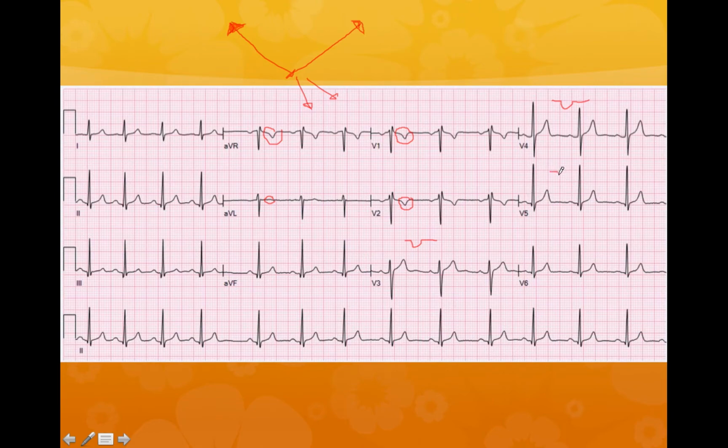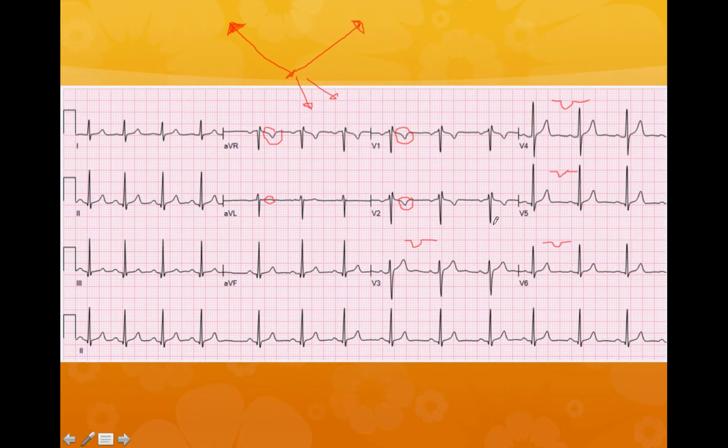T-wave inversions beyond lead V4 are even more abnormal, even more rare in a normal person, and that would definitely be something where we want to rule out potential pathology. I'm not just talking about ischemia, I'm also talking about other types of heart disease, things like cardiomyopathy and causes of sudden cardiac death, things like Brugada, arrhythmogenic right ventricular dysplasia, and other causes of syncope and sudden cardiac death.